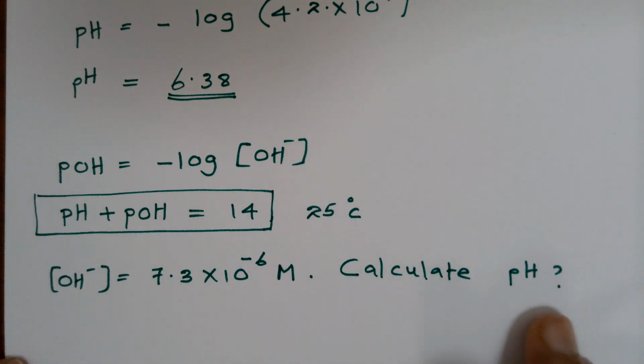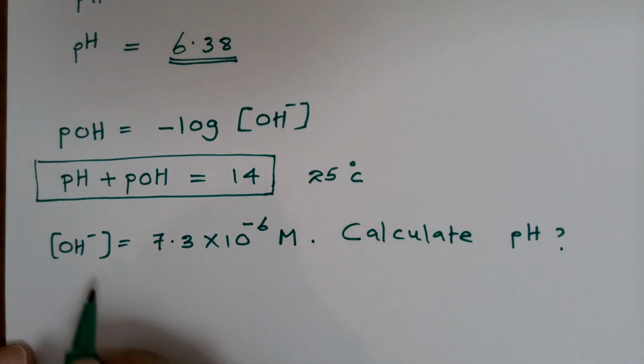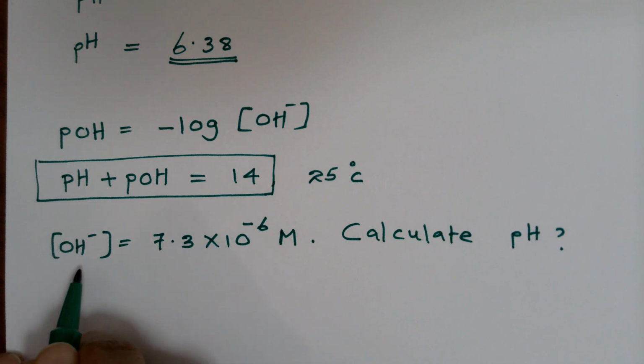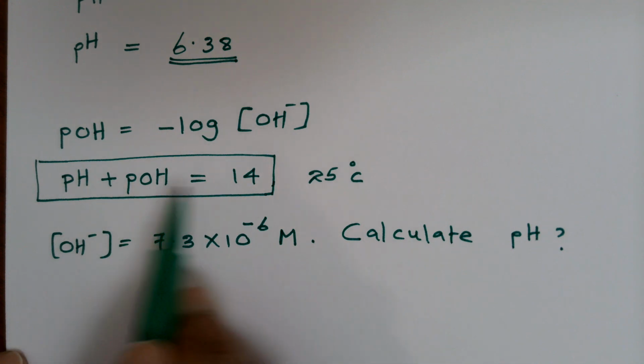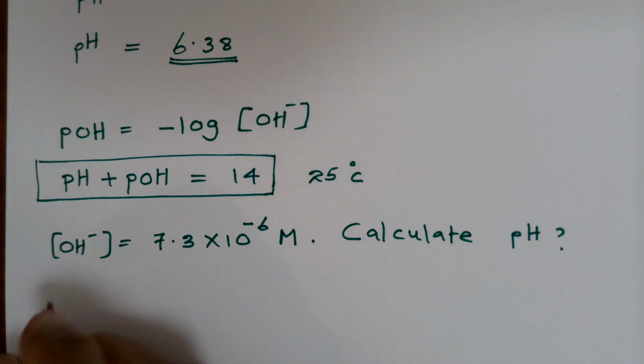How can we calculate pH if we have the OH- concentration? There are two different ways we can do that. One method is, first you calculate pOH and then apply this equation: 14 minus pOH is your pH. Another method is you find the H3O+ concentration, and then apply that H3O+ concentration to the pH equation to calculate pH. I will try both methods here. Let's go through pOH first.